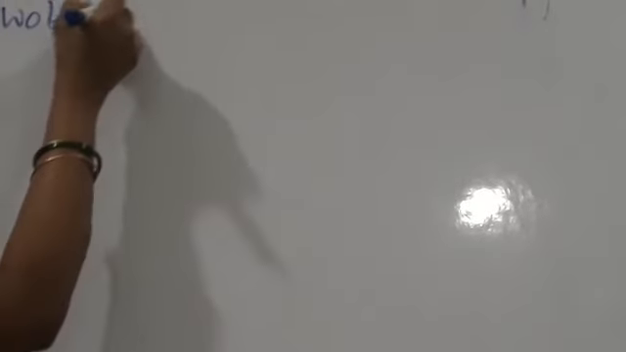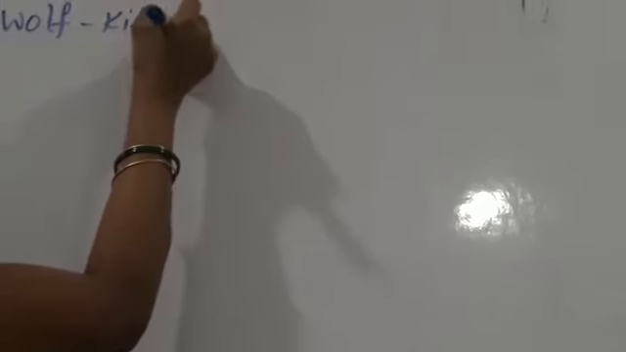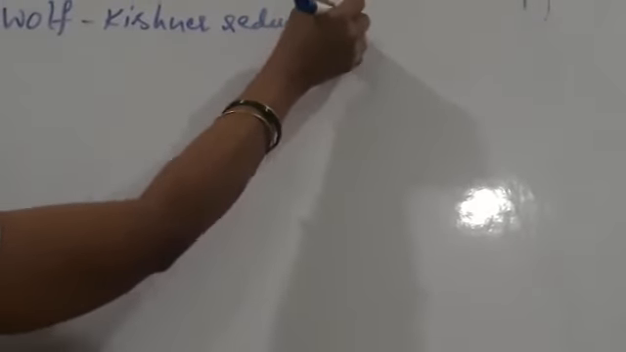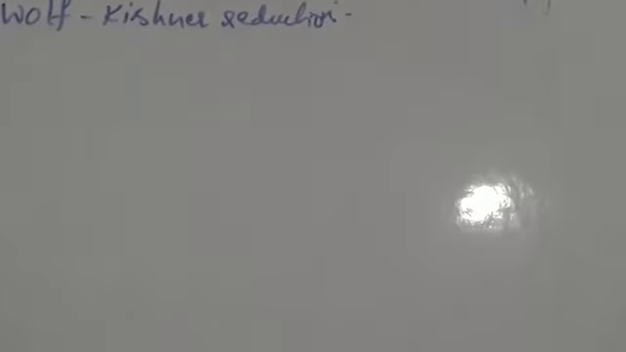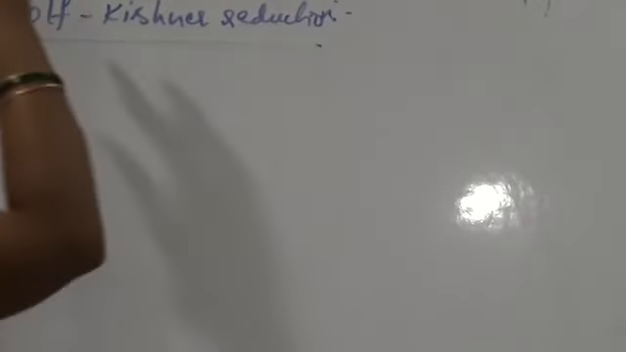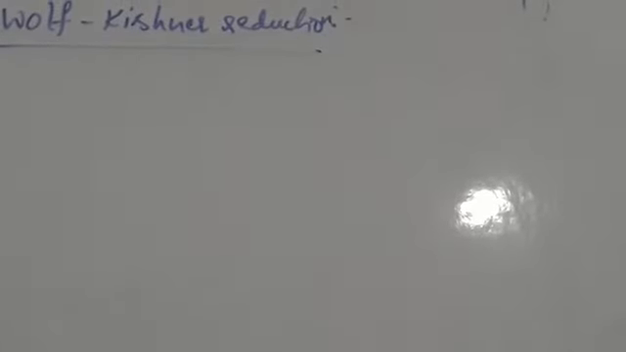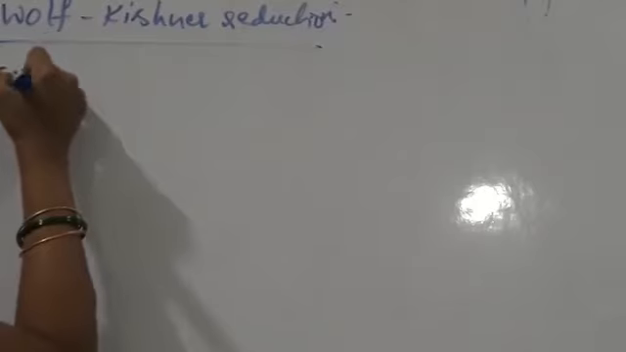Next, Wolff-Kishner reduction reaction. So in this also, aldehydes give, acetaldehyde gives ethane and acetone, it reduces it to propane. Okay. But here the reagent is different.